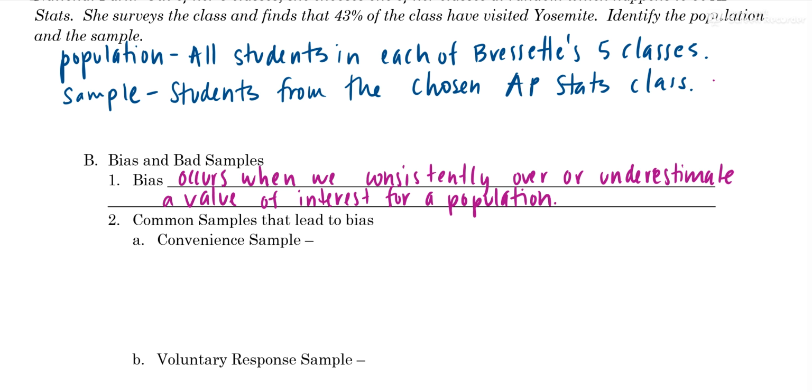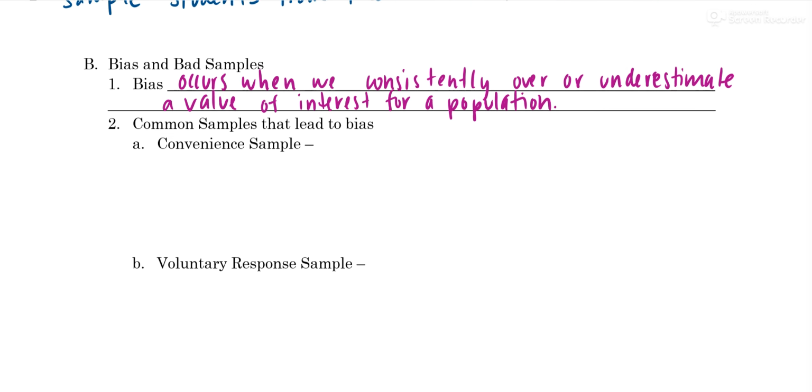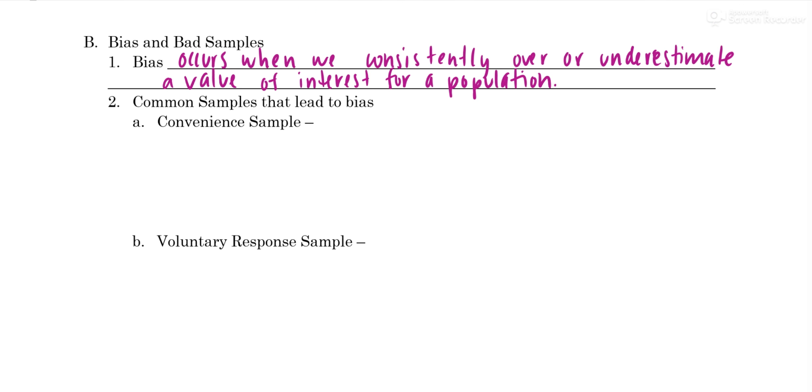So unfortunately, we have to talk about bias, and we have to talk about bad sampling methods because real adults gathering real data use these bad sampling methods all the time. And so let's look at a couple of pictures of some bad sampling methods that are used a ton.